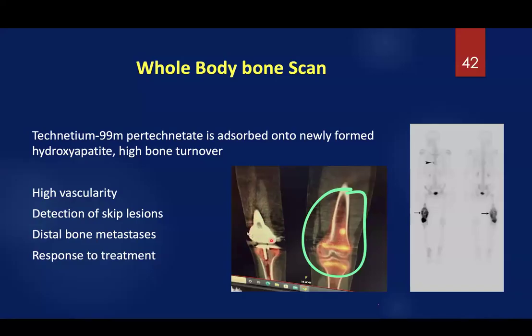She came later on with bone pain in the other side, and unfortunately she had another bone lesion here in the femur, which is typical of metastatic deposit or bony metastasis.